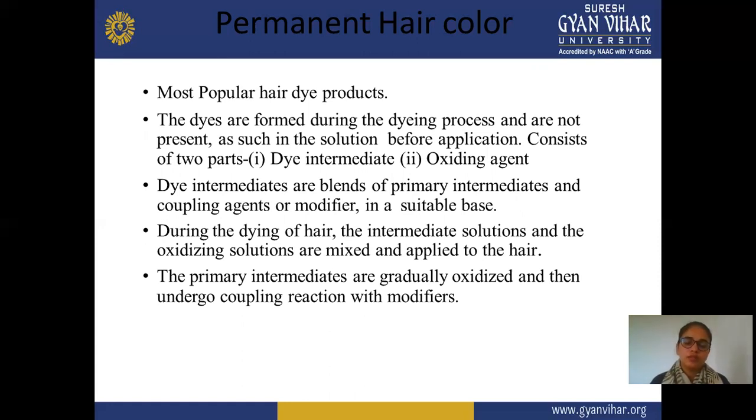In this, primary intermediates are gradually oxidized and undergo coupling reaction with the modifier. Means when you mix both the chemicals, it gets gradually oxidized, and due to this coupling reaction, it can easily be modified and is ready to apply to your hair.